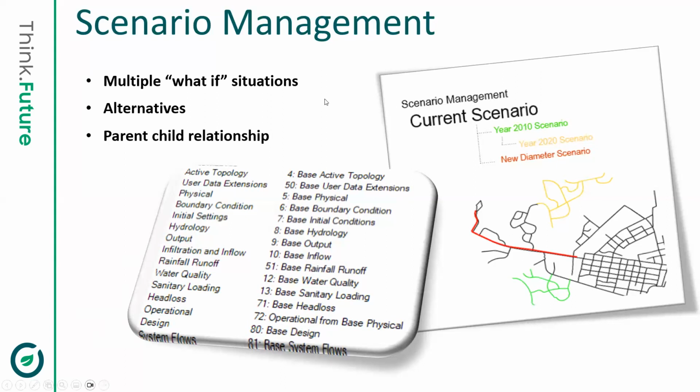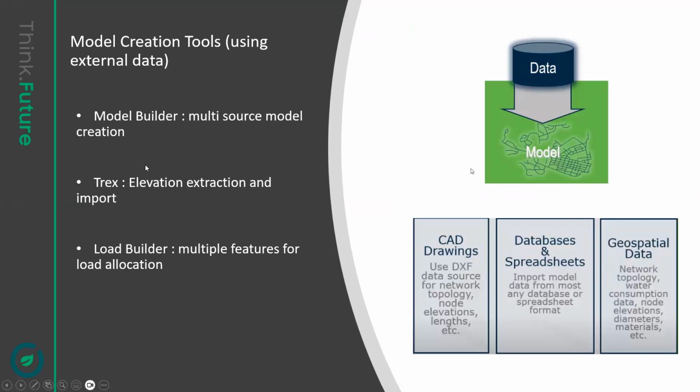Then there is the automation tool, and I can say this is the USP of the software, by which we can work faster and overcome the delay challenges of a project, which is the model creation tool. The first one is ModelBuilder within SewerGEMS, which is a multi-source model creation tool, which means we can import the model from different sources like CSV data, GIS shapefiles, CAD files, and others. Then we have the TRex tool also present in SewerGEMS, which is an elevation extraction import tool.